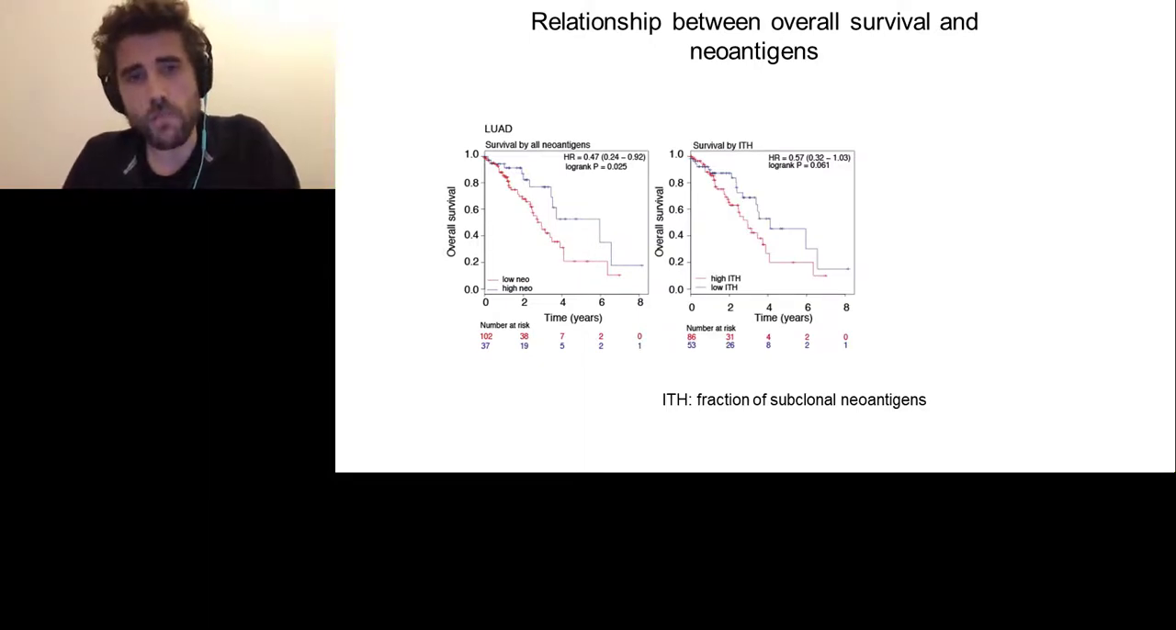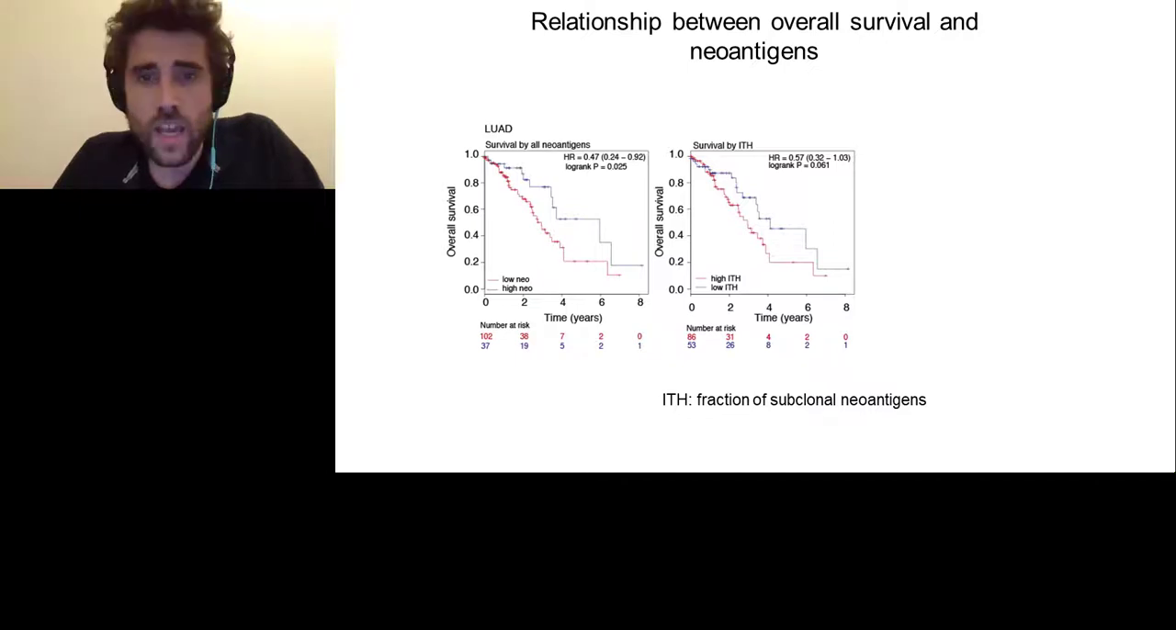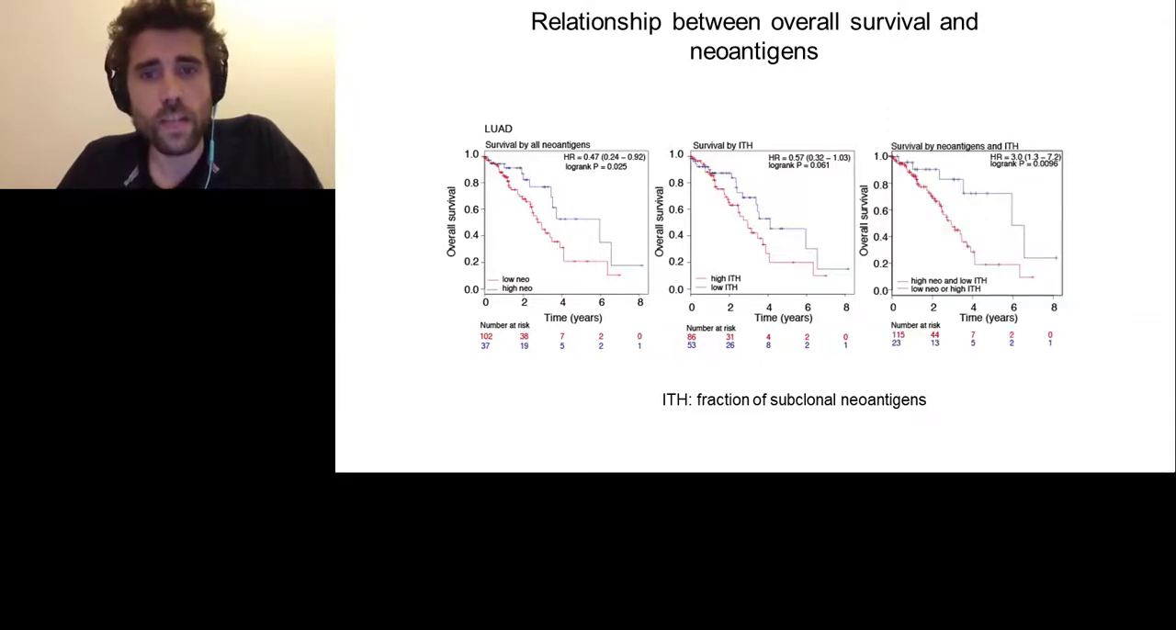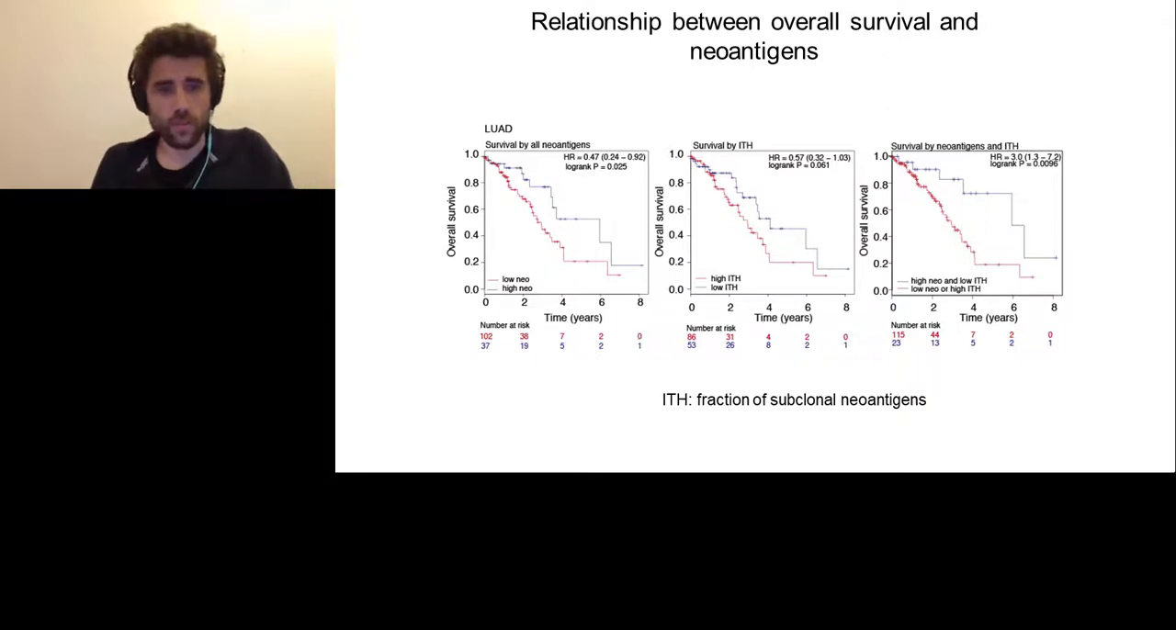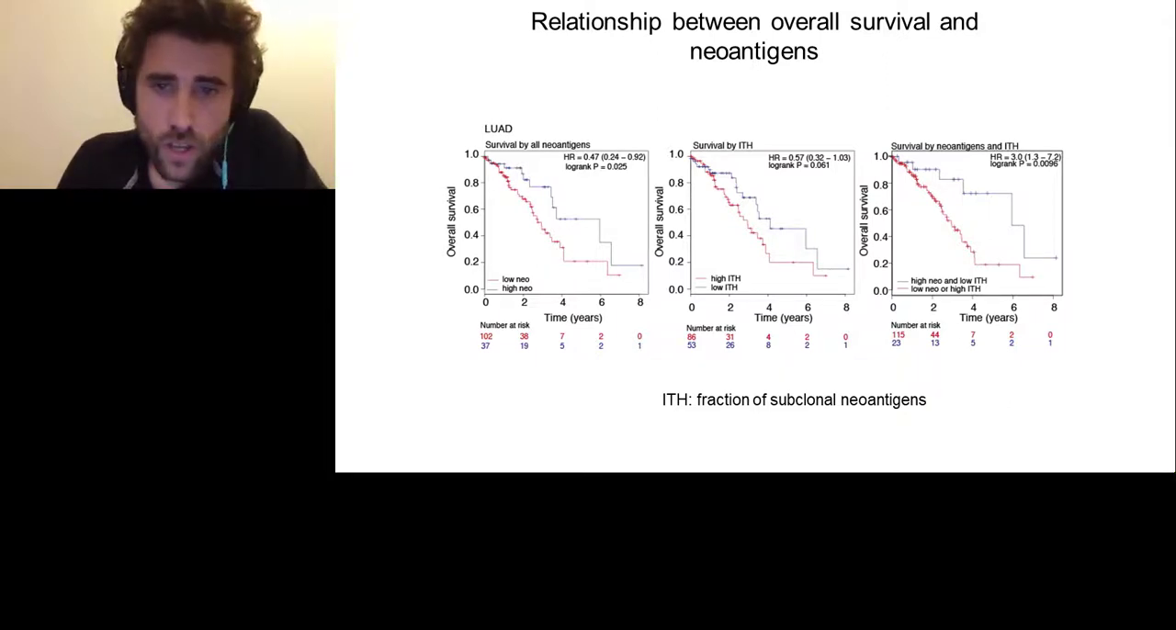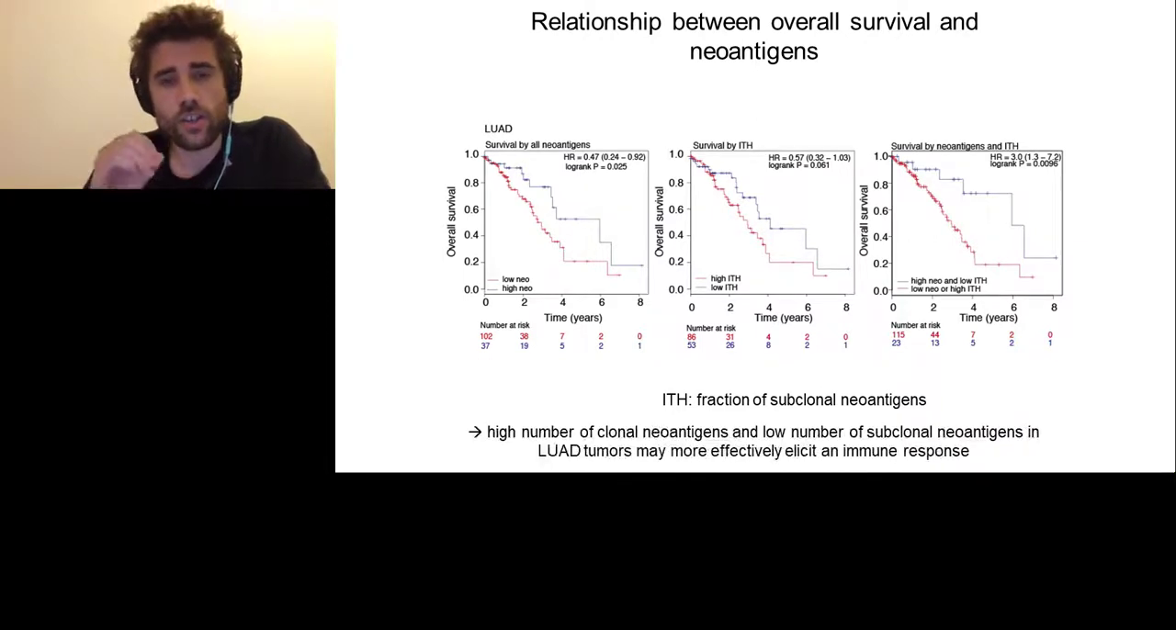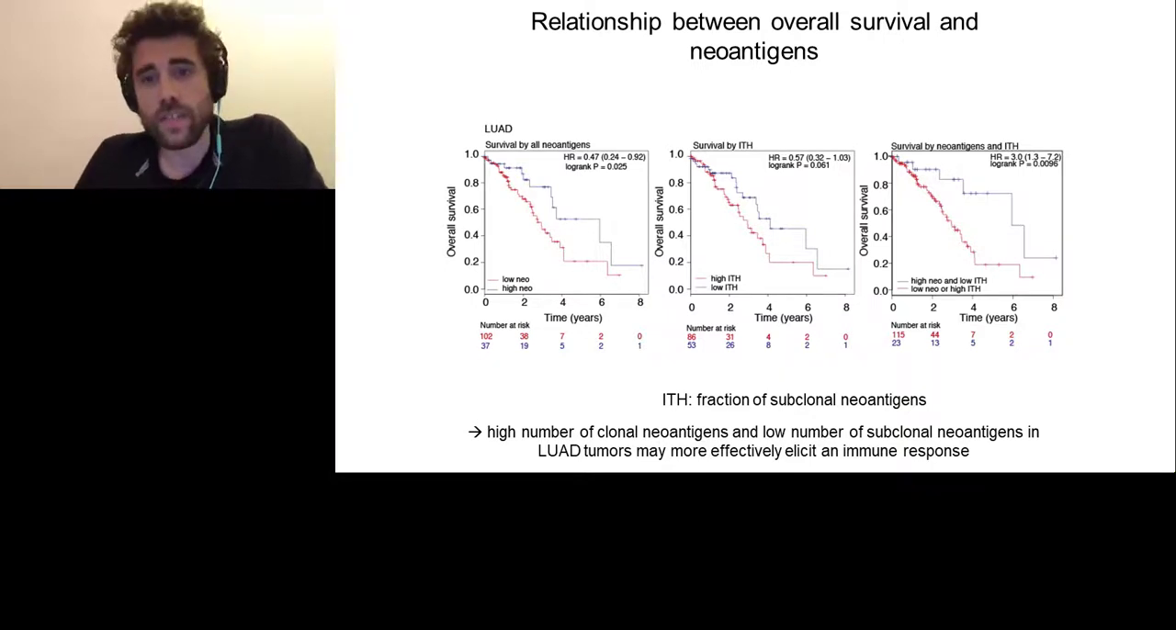But then we could also combine these two and look not just at neoantigens, but clonal neoantigens, so those found in every cancer cell. Here we found patients that had a high burden of clonal neoantigens and low levels of intra-tumour heterogeneity seemed to do far better than those with a low number of neoantigens or high heterogeneity, suggesting that you need to consider not just the number of neoantigens, but whether these neoantigens are clonal or subclonal. And this may more effectively elicit an immune response.